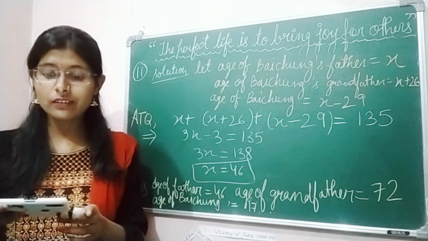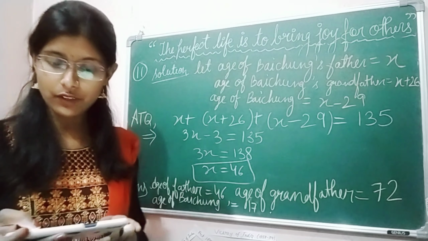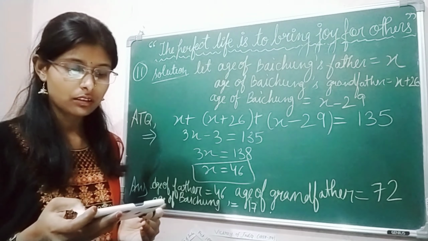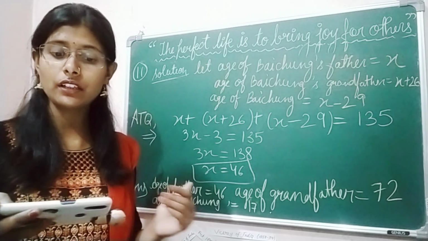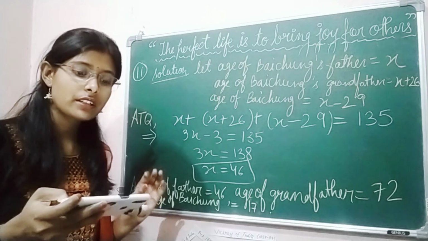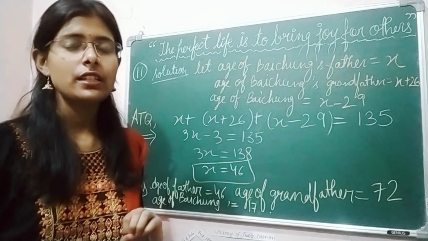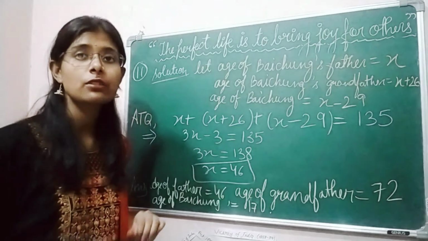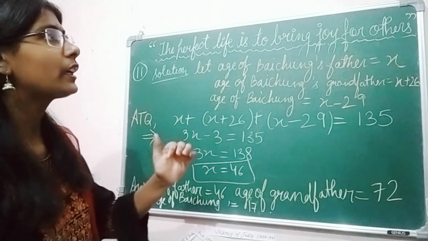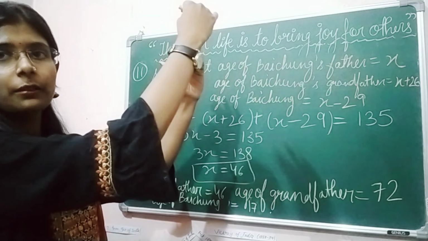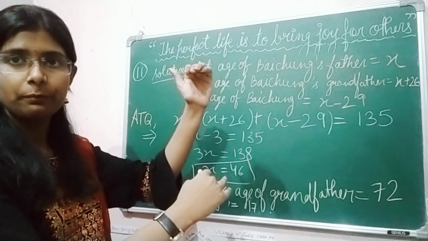Now let's see the question number 11, which says Baichung's father is 26 years younger than Baichung's grandfather and 29 years older than Baichung. Right? The sum of ages of all these three is 135. What is the age of each of them? Suppose if there are only 2 persons, it is easy to assume. But here we will be taking the chronology. Grandfather will be at the top, father will be in the middle, and the son means Baichung, he will be at the last. So who is the connection? The Baichung's father is the connection.